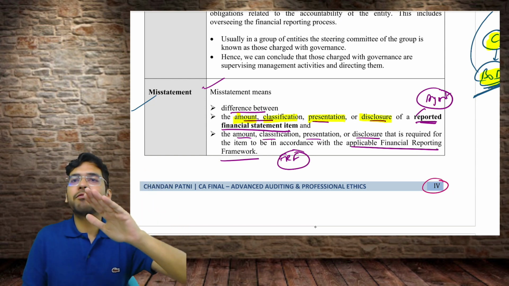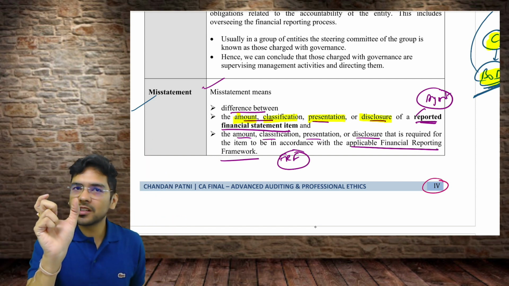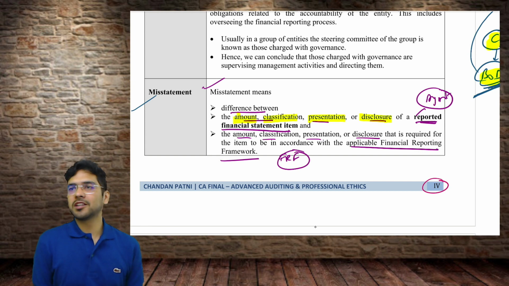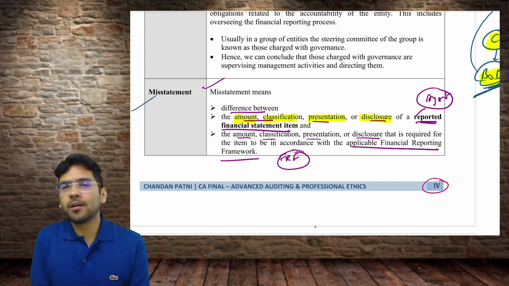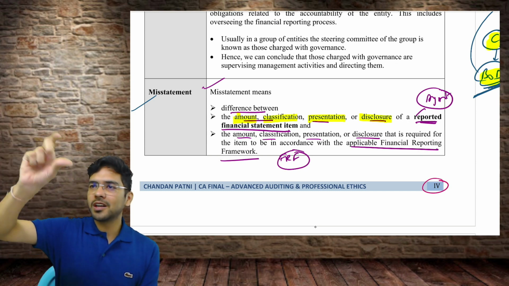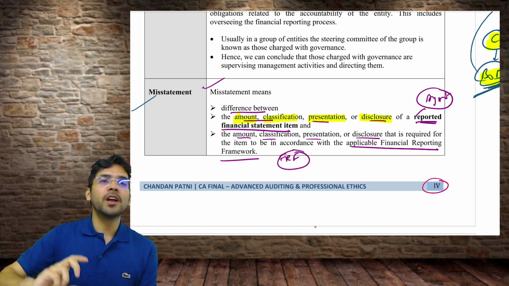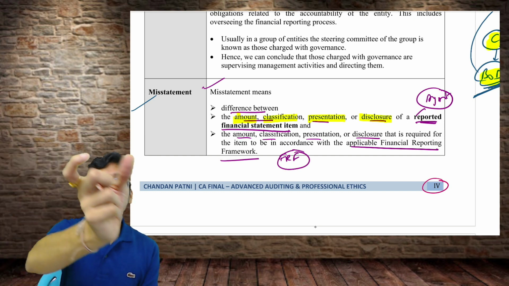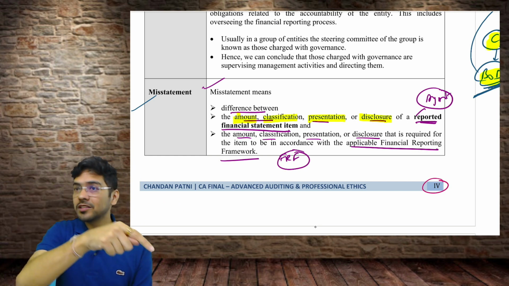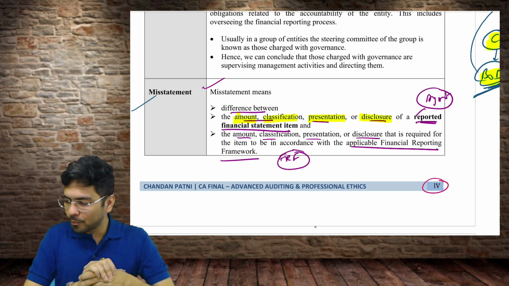Instead of writing 5 lakh rupees of furniture, I write 4 lakhs. Is there a difference in the amount? Okay. Classification: I bought furniture, but rather than putting it in furniture and fixtures, I have put it in inventory. Wrong classification. Rather than showing it as a capital expenditure, I have shown it as revenue. Presentation again is what? Wrong. Let's say classification, presentation, I gave you the examples interchangeably.